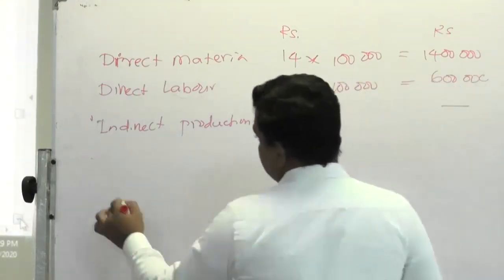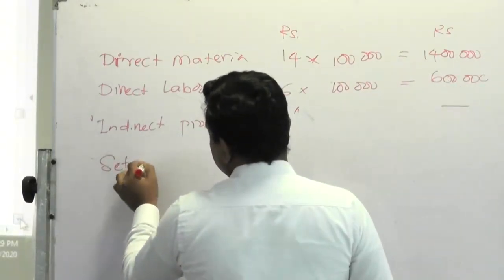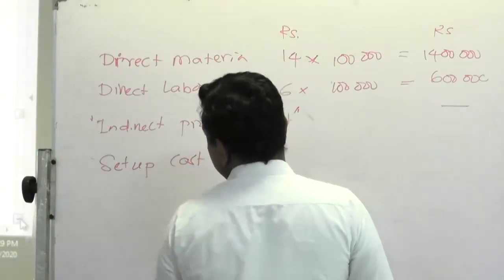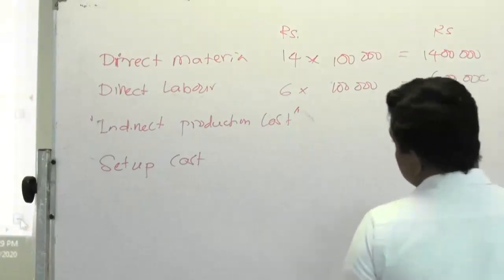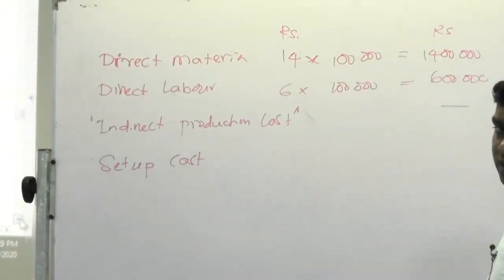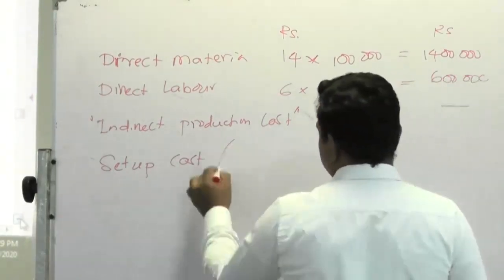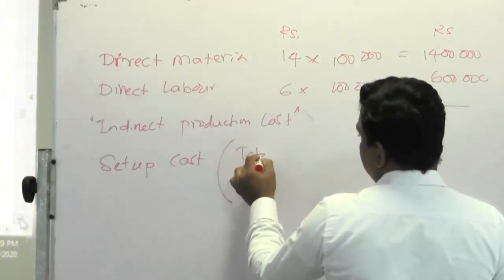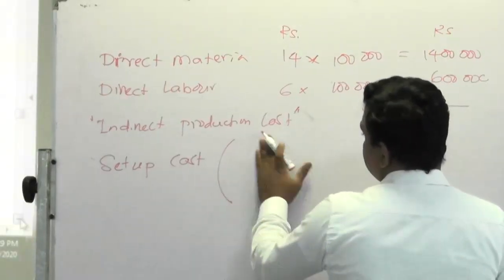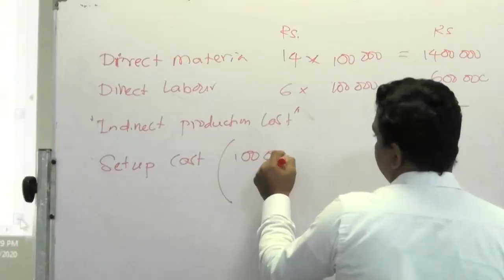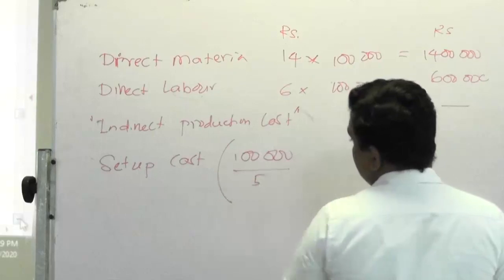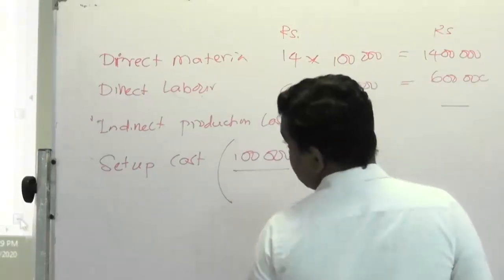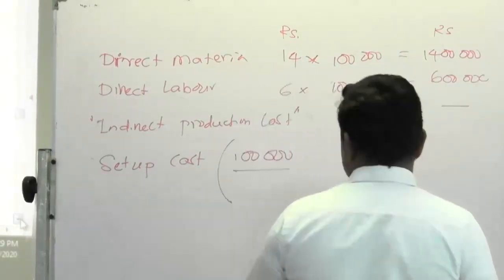Then you have to take setup cost. Setup cost is 3 rupees per unit. Setup cost will change according to the number of setups, that is total production, that is 100,000 you have to take. How many setups you have to prepare? 5 setups. Yeah, you have to set 5 setups.